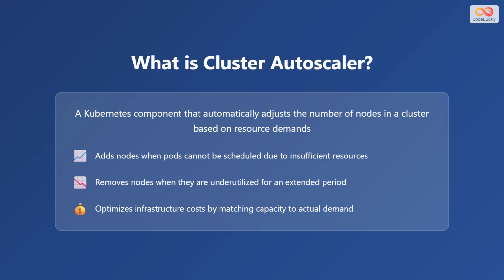Cluster Autoscaler is a Kubernetes component that automatically adjusts the number of nodes in your cluster based on resource demands. Think of it as an intelligent system that watches your cluster and makes decisions about when to grow or shrink your infrastructure. When pods cannot be scheduled because there aren't enough resources like CPU or memory available, Cluster Autoscaler adds new nodes to the cluster. On the flip side, when nodes are underutilized for an extended period, it removes them to avoid wasting resources. This automatic scaling optimizes your infrastructure costs by ensuring you only pay for the capacity you actually need at any given time.